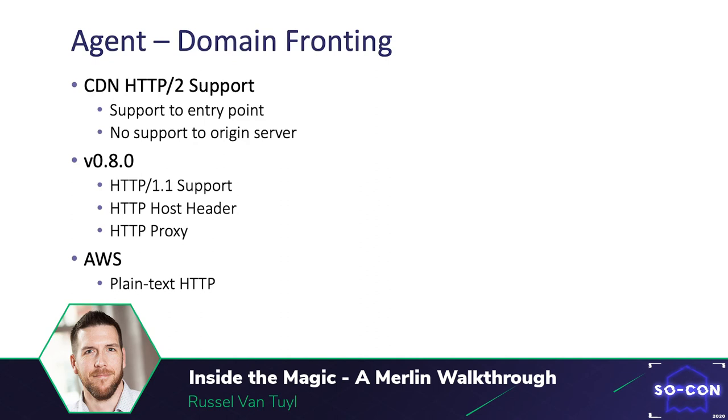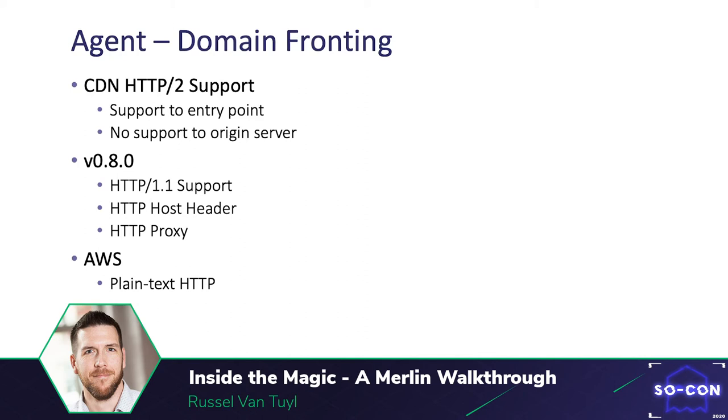Content delivery networks support the HTTP2 protocol from the client to the CDN itself. So from my computer to something like Amazon CloudFront, it works, but the CDN does not use the HTTP2 protocol going from the content delivery network back to the origin server where traffic is actually received at. Because of this, you can only accomplish domain fronting using the HTTP 1.1 protocol.